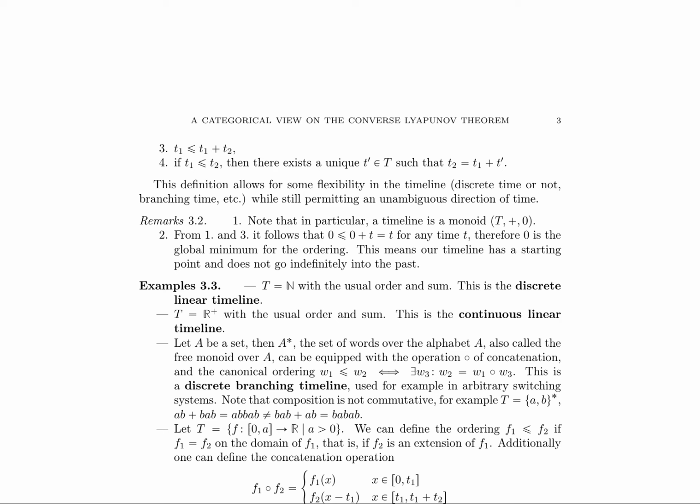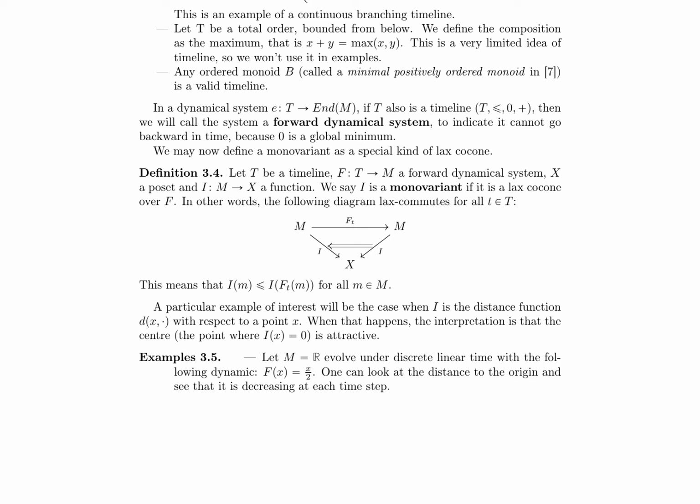A forward dynamical system is defined as a dynamical system E: T → M, where T is also a timeline, ensuring that the system cannot go backward in time. A monovariant is then defined as a special kind of lax cocone, specifically a function I: M → X that satisfies a lax commuting diagram for all t in T, implying that I(p·m) ≤ I(f_t(p·m)) for all m in M.